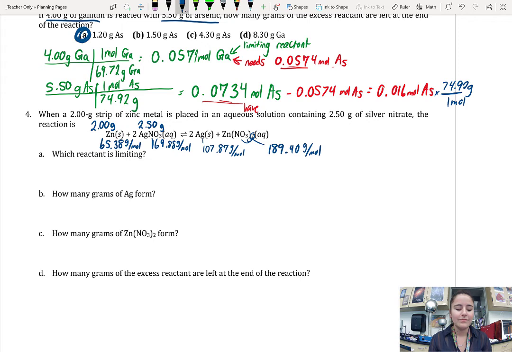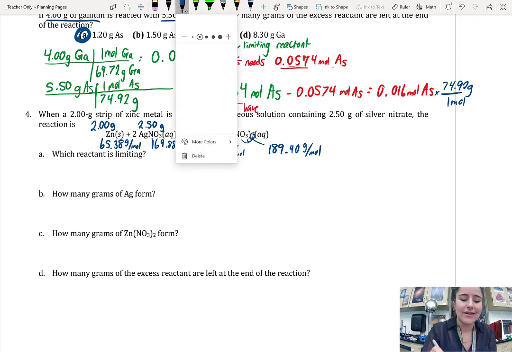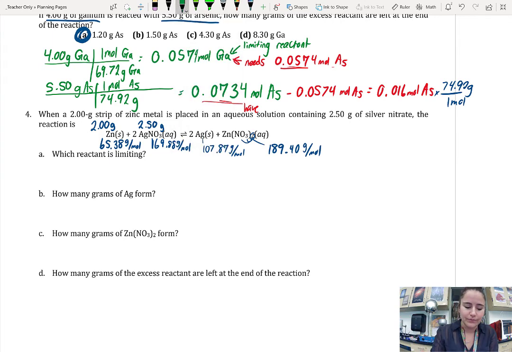Okay, so now we need to figure out which is limiting. Again, it is not that easy to see because we have about equal masses, and then we need twice as much silver nitrate, but it has a much higher molar mass. So if I need twice as much of it, and I have a little bit more, but less moles, will it be the limiting or will it be in excess? Maybe you just need to calculate it out. Let's calculate it out and find out.